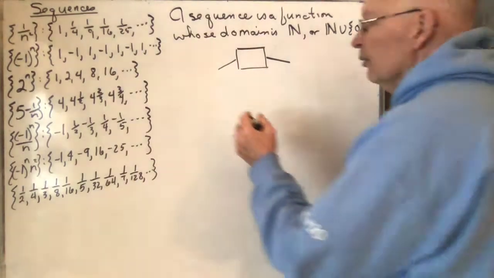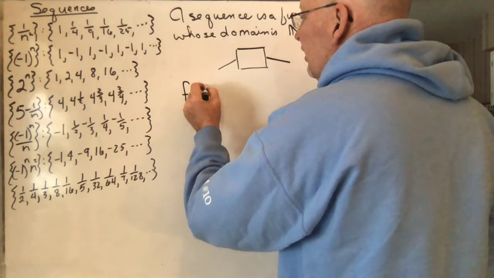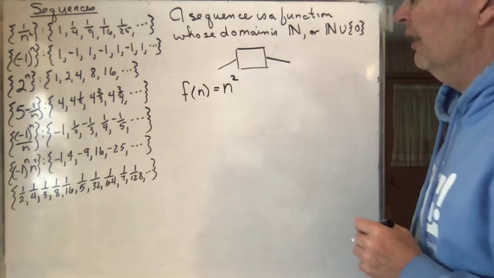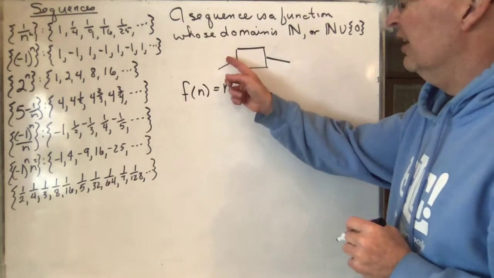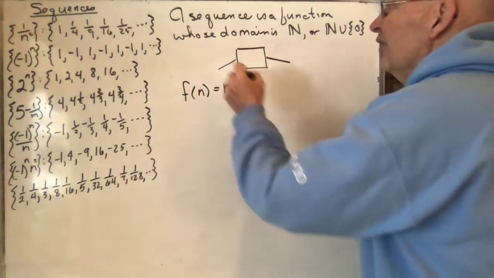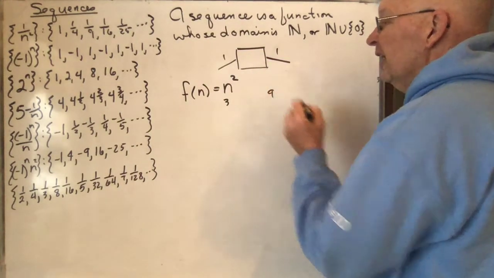And so you can write it just like you write any function. f(n) = n squared would be the sequence where you stick in a natural number, and what does the function do? It squares it. So if you stick in 1, you get out 1. If you stick in 3, you get out 9, and so on.